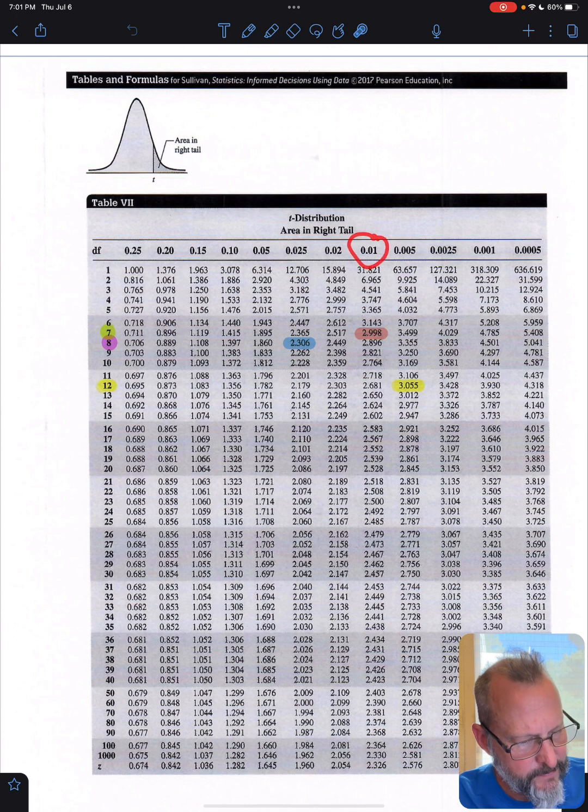0.01. Degrees of freedom is 12. Wait, was that right? Yeah. 0.01, 12, and I didn't highlight that one, huh? 2.6. Oh, I remember what I'll show you.